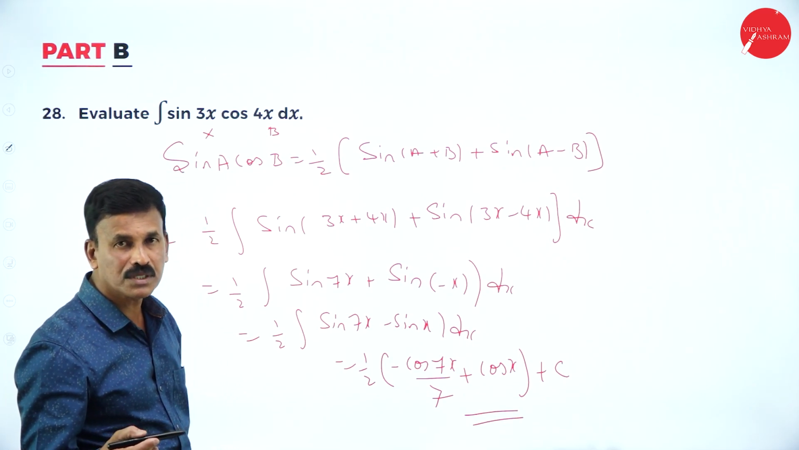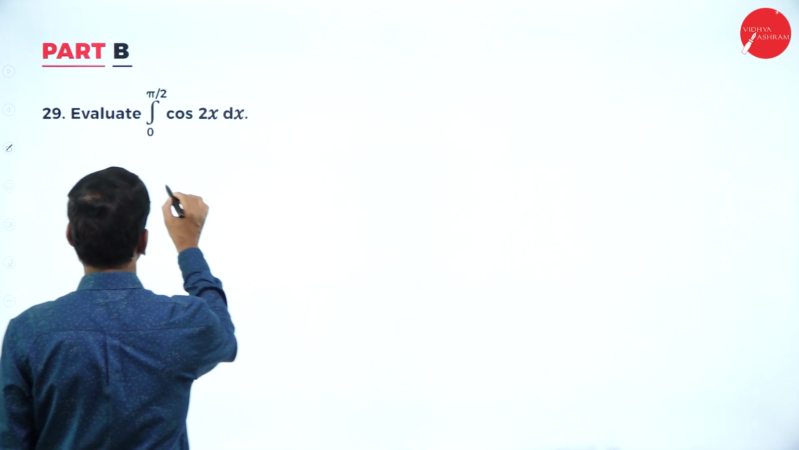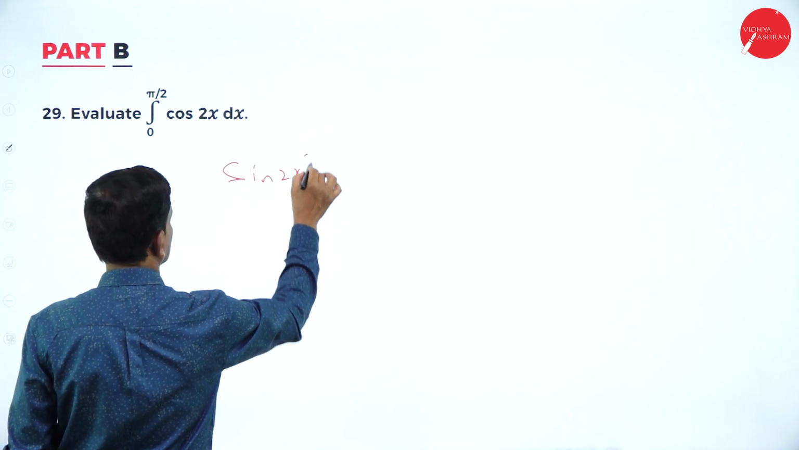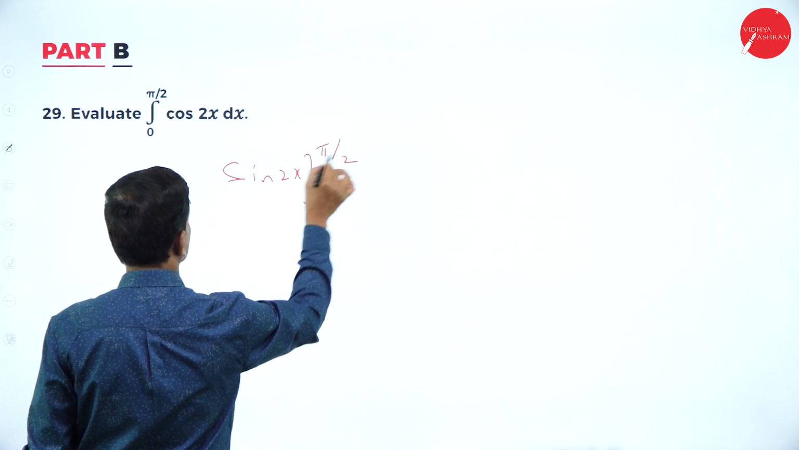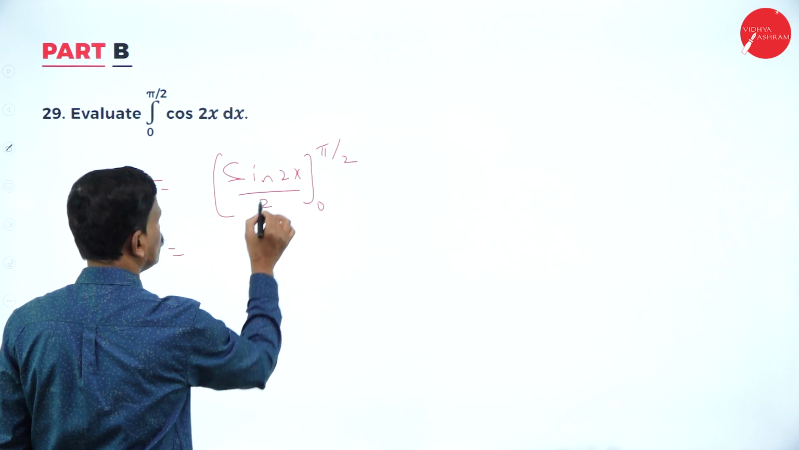Very simple and important. Now move on to the next one, the integration of cos 2x. Now what is the integration of cos 2x? It is a definite integral with limits 0 to pi by 2. The integration of cos 2x is sin 2x divided by 2.